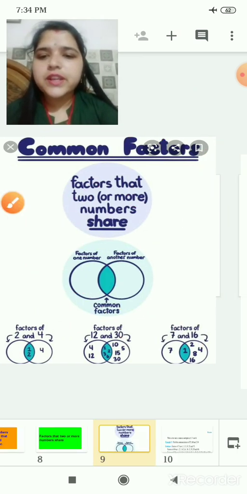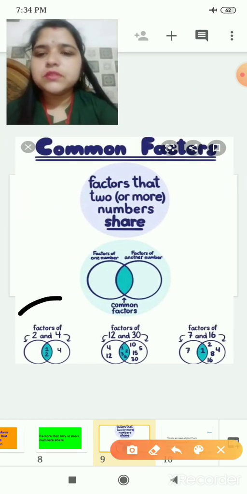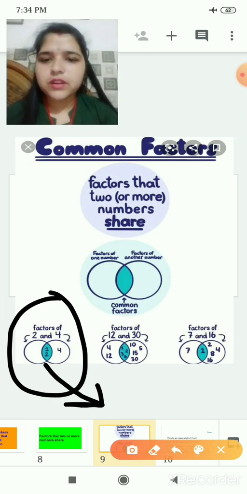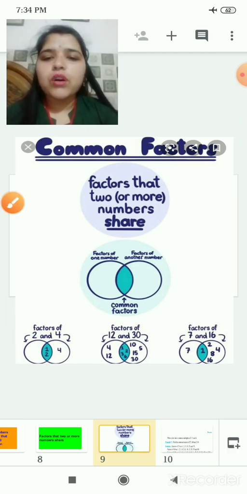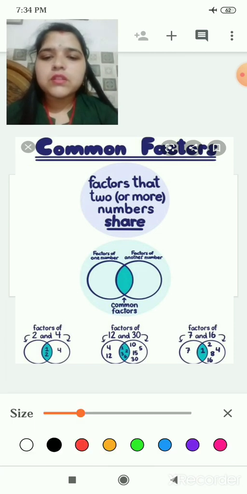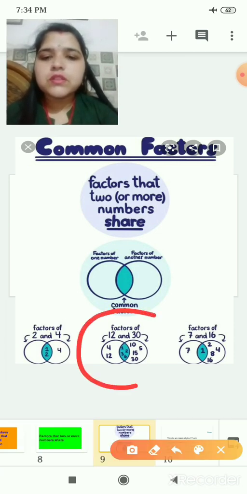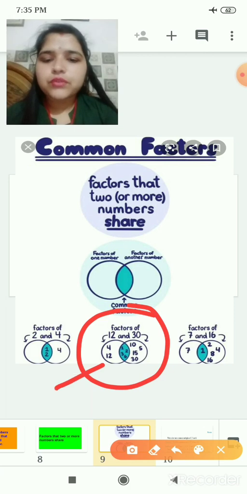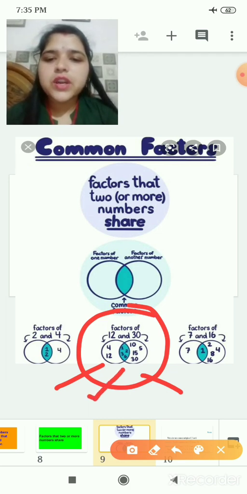As you can see in the diagram also here, factors of 2 and 4 is 1 and 2. See here in the shaded part it is given. Same way they have done for 12 and 30. For the factors of 12 and 30, it is given here 4 and 12, 10, 15, 30 and 5. So what is common between them? It is that shaded part.